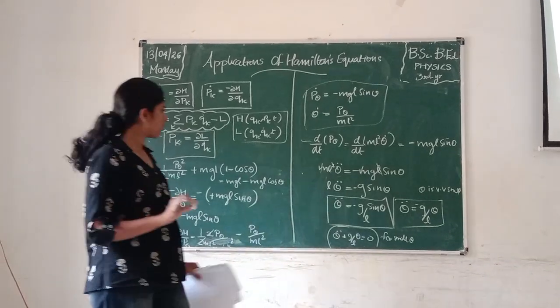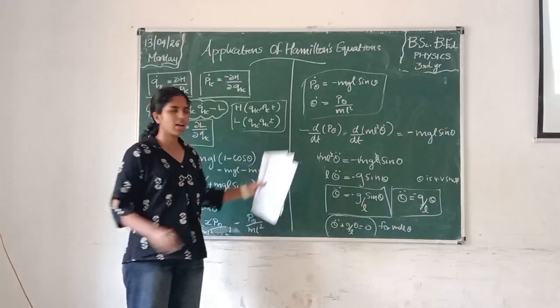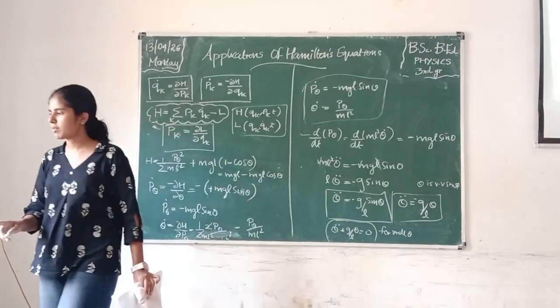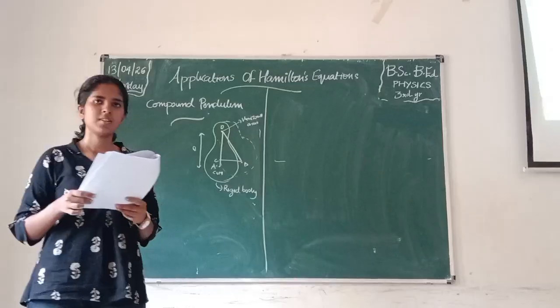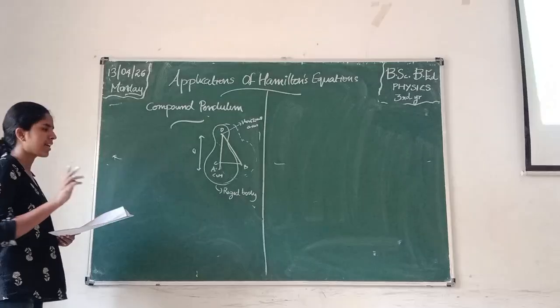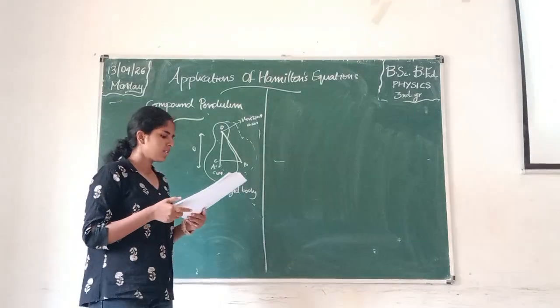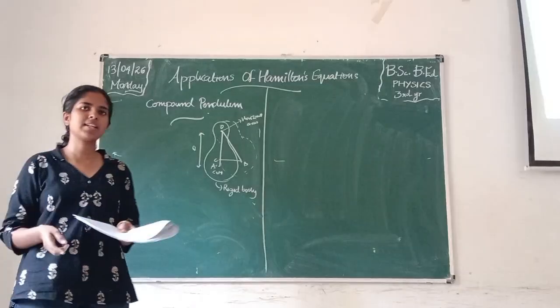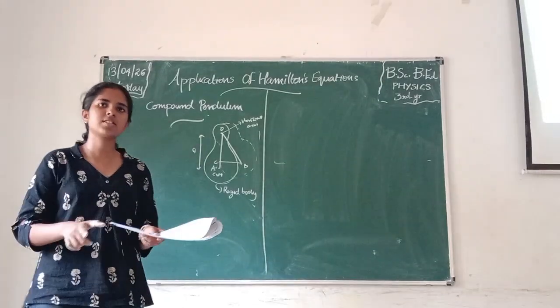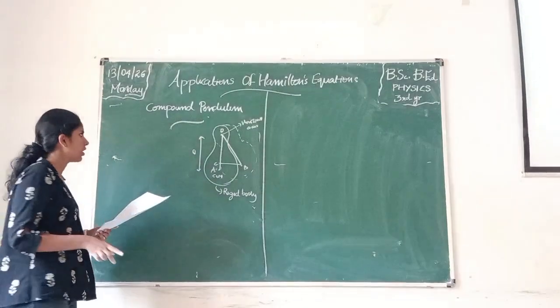I think you all got how this equation of motion came up. It had many steps in this simple pendulum. Next we are moving to compound pendulum. So the second part is, as I mentioned, compound pendulum. So for compound pendulum also, the general steps are finding kinetic energy, potential energy, Lagrangian, Hamiltonian. That we are doing here.